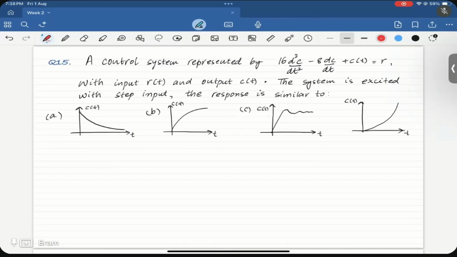For this control system, which is represented by this differential equation with C as the output and R as the input, we are exciting this system using the step input. So R is step. Then the response of this system will be similar to which graph you have to identify. Which plot resembles the response of this system when it is excited by the step input?